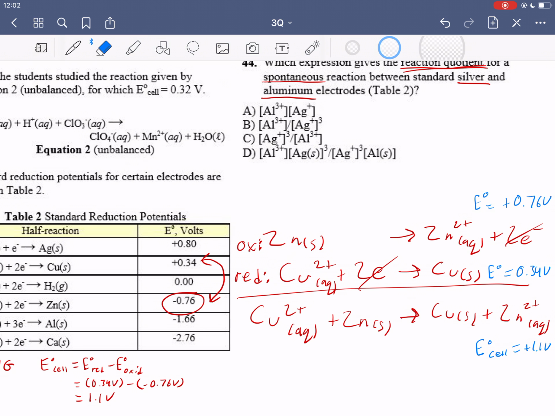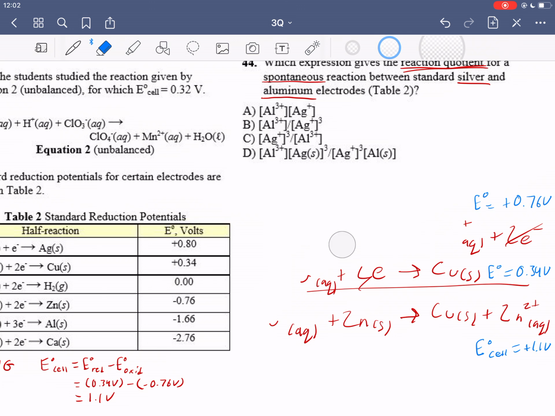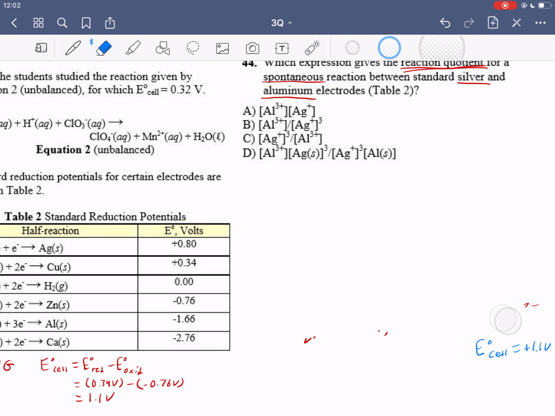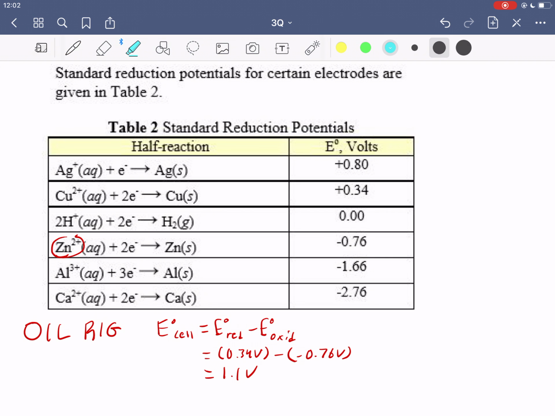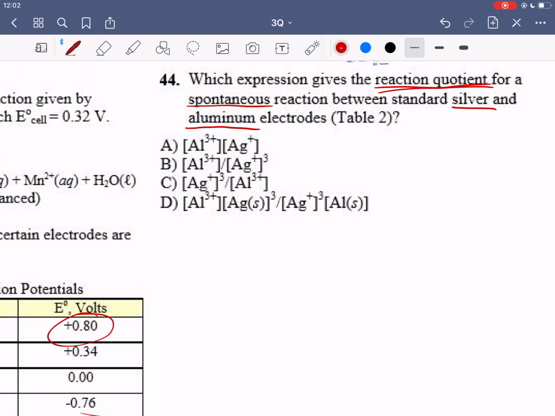and I am now going to erase this stuff so that I can do this calculation. So silver and aluminum. That means that I'm looking at this guy up here, this guy down here. Those are the numbers, the E naughts. So in this case, remember that they said it's a spontaneous reaction. That means that my delta G is less than 0, it's negative.